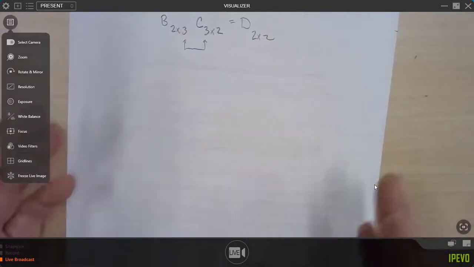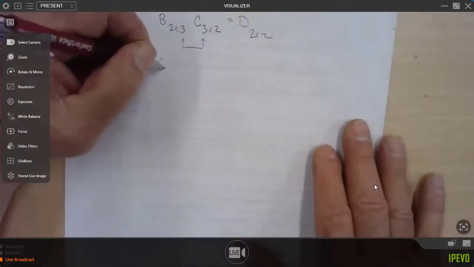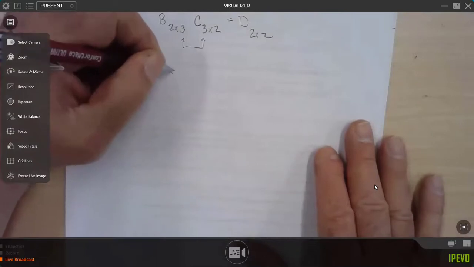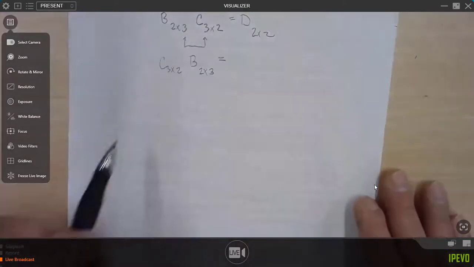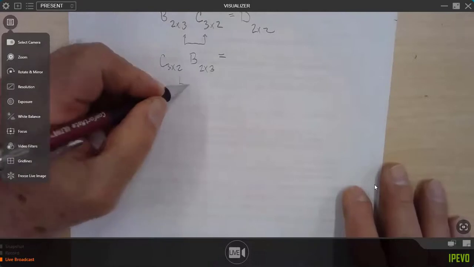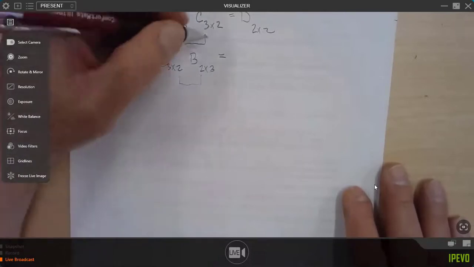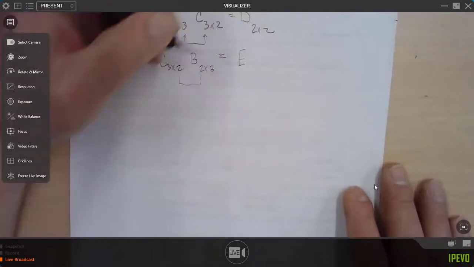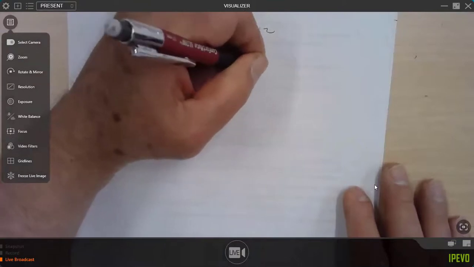And okay, so then you could ask, well, what if I turn them around the other direction? C times B. Then would this be defined? Well, answer yes, because these match, right? But let's call that E. That one is a 3 by 3.